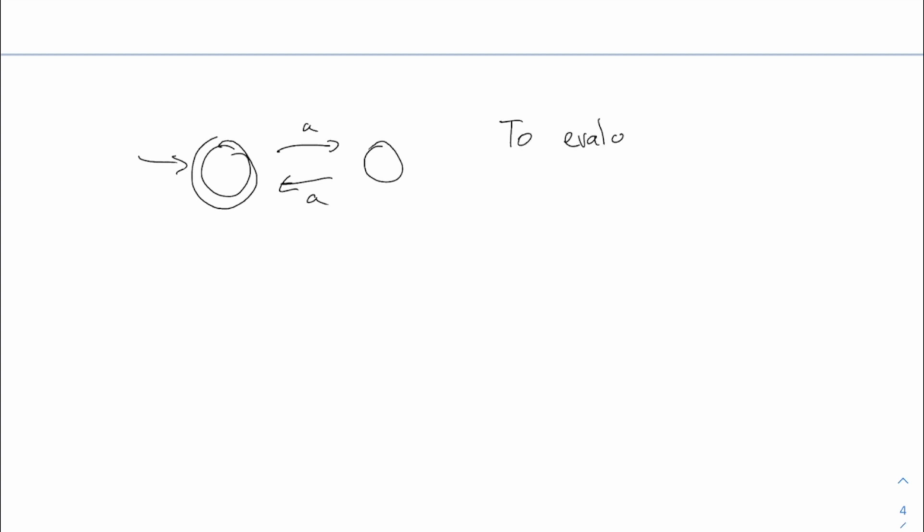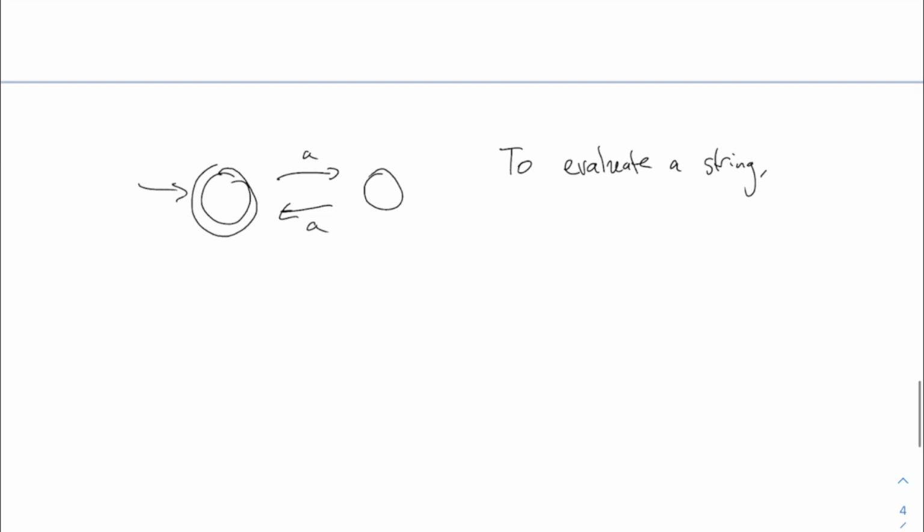Anyway, to evaluate a string, just follow the arrows, right? And that tells you if it's accepted or rejected. So for example, AAA, what do you do? You have to watch my little red dot. AAA, you always start here, and then I read the letters one at a time and follow the arrows. I go A, and then I end up here, which means the string is rejected, which it should be because it's odd, right? So this is rejected.